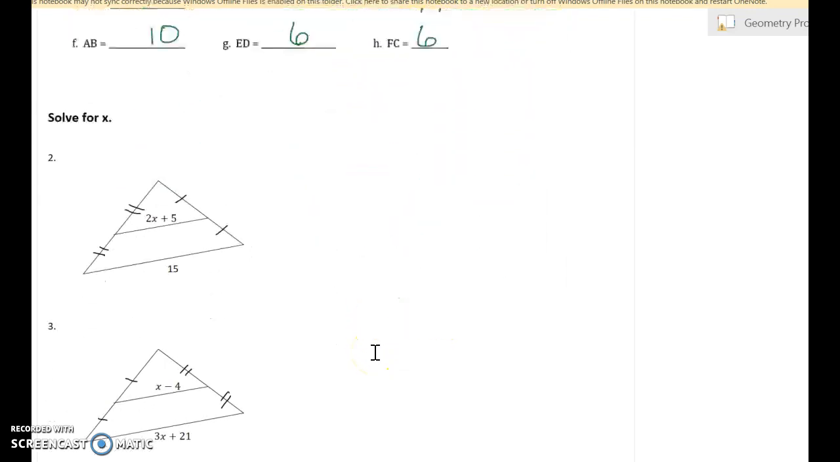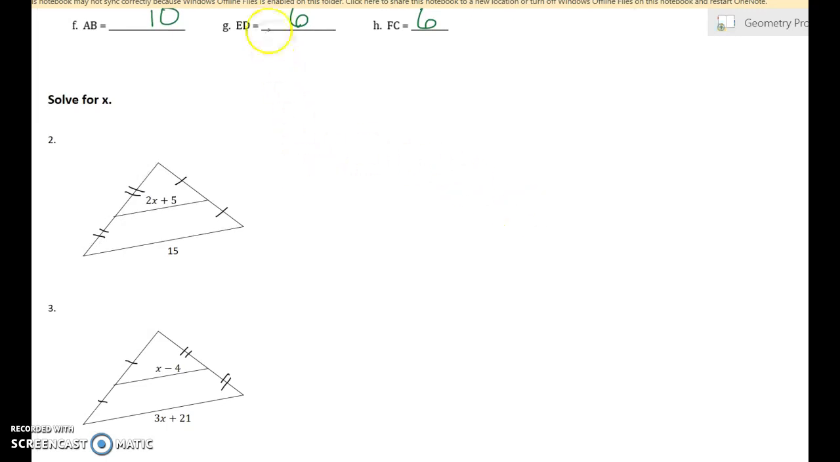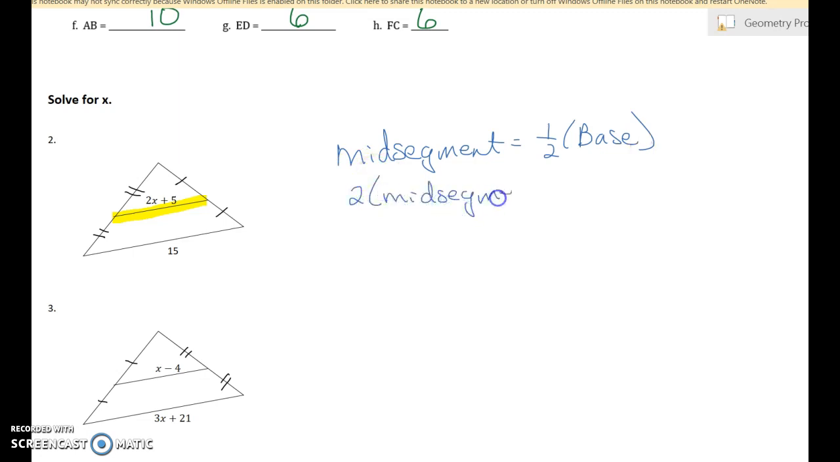All right, now let's look at some problems where we have to solve for x. Make sure you write these down so you have them. It'll be a good reference. This is my mid-segment. Remember that the rule is mid-segment equals 1/2 the base. Another way to write it is 2 mid-segments equal the base. Some students will prefer the second one because they don't have to deal with fractions. Especially in this one, if I take half of 15, I get 7.5, which is a bad number and aggravating to work with. So let's do it this way.